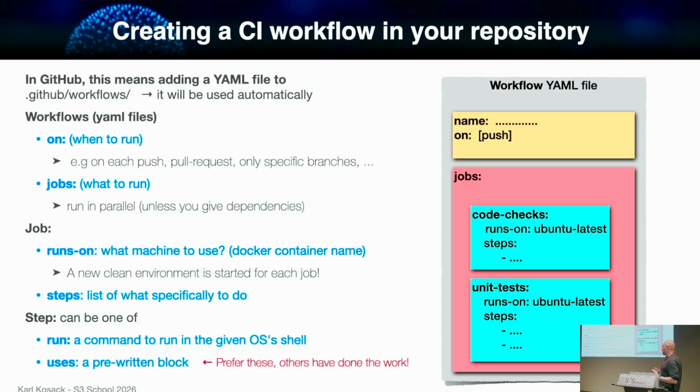Those can be one of 2 things. They can be run, which is just a command line, just as if you're typing it at the OS's shell, you give it what you want to type. And then you have another option called uses, which is a pre-written set of commands, which inside might be lots of runs, maybe there's other uses. These are things that are provided by GitHub or other users. Generally, it's best to look for a pre-written block first, because obviously you can write all the things you want to do yourself, but if somebody's done it and thought about it better than you, it's nicer just to use their work. I'll show you how that works in a second.